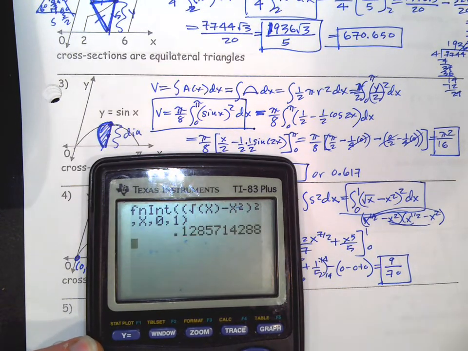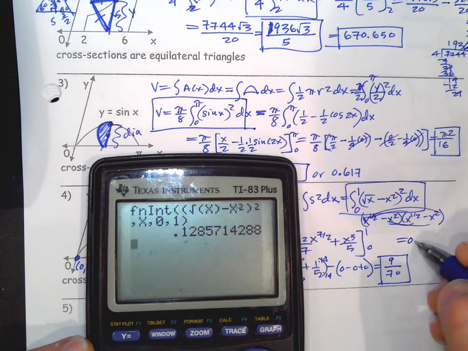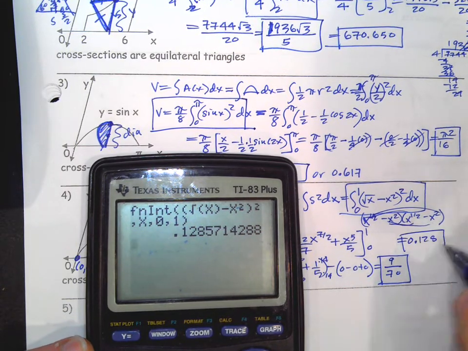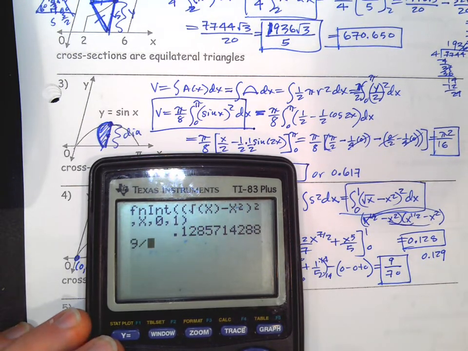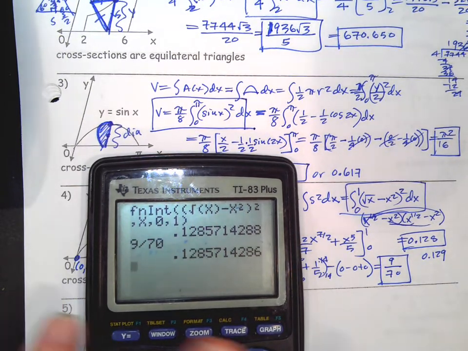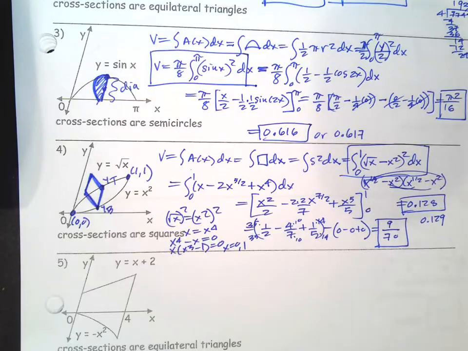And the answer from our calculator is 0.128 or 0.129. Let's check. Is that the same thing as 9/70ths? It is. Good sign. Okay.